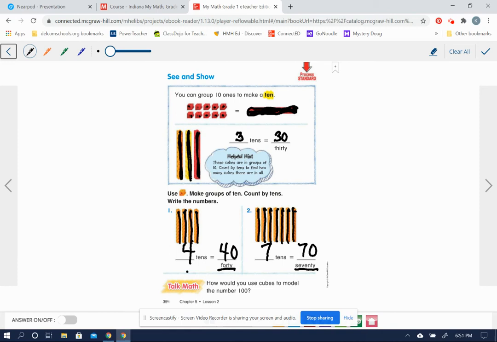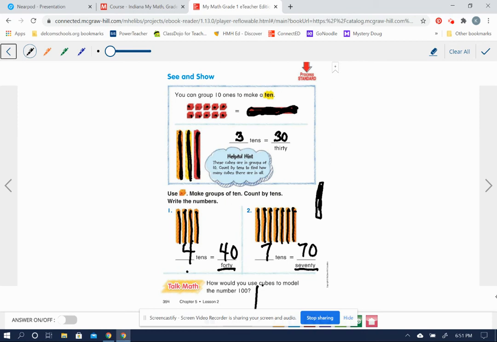So down here at the bottom, it says, how would you use cubes to model the number 100? Well, we can draw sticks of 10. Now, when you're going to draw sticks of 10, we could take lots of effort and draw them, like this. But it's kind of hard to do that. So really, if you just draw, this is a stick. There's 10.